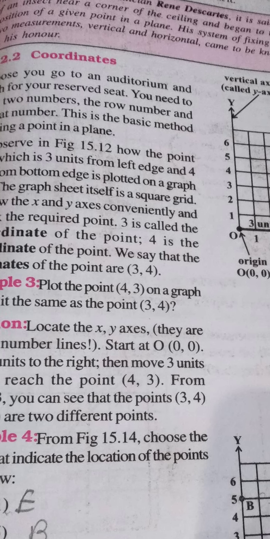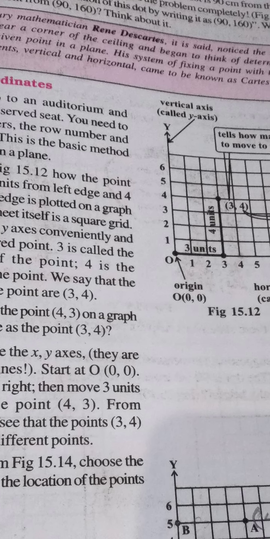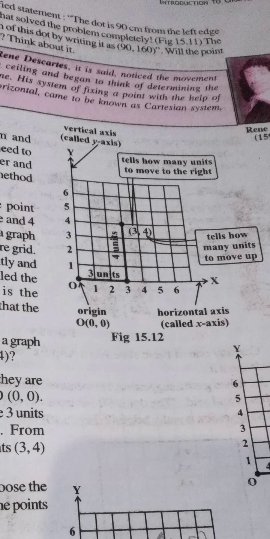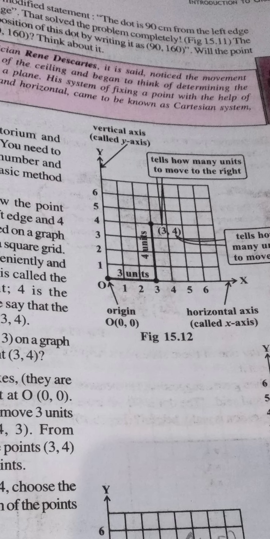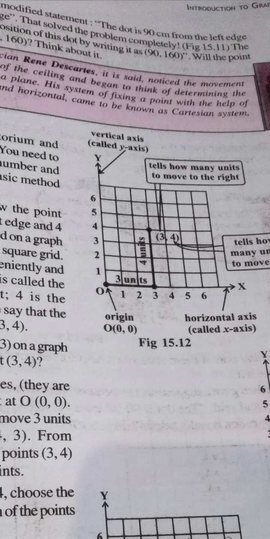Let us see this example. Plot the point 4, 3 on the graph, or, better, with this figure you can see it as 3, 4. Okay, take the question as 3, 4. What is this 3, 4? First you need to know. See here, in this figure 15.12, 3, 4 has been marked. How is it written? It is written in small brackets, with the values separated by a comma: first open bracket, then 3, then comma, then 4, and close bracket.